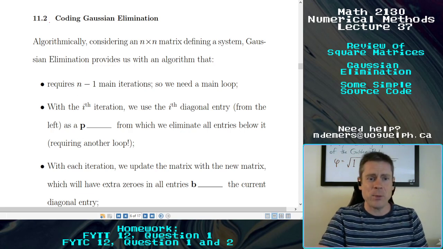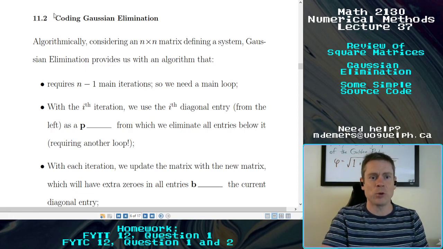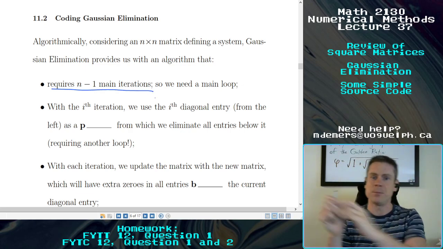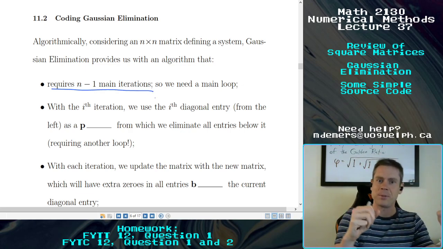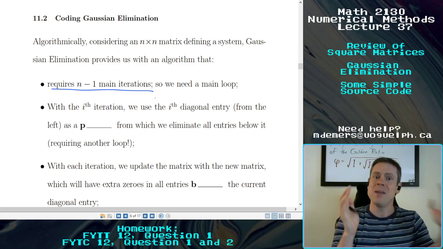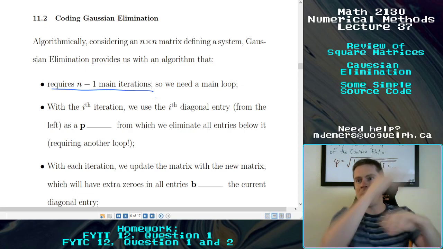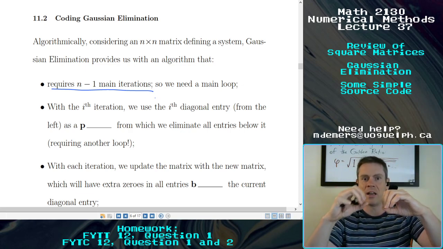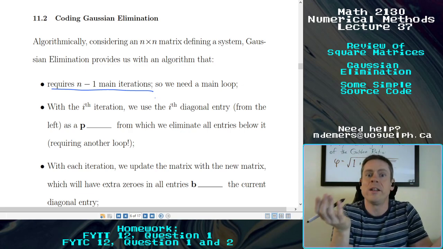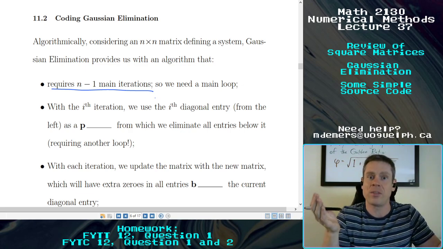Okay, as we saw, we need some sort of main loop, and that's going to go through all of those different columns where we're trying to put the zeros in place. The number of columns that we need to put the zeros in place is n minus 1, because the last one, we don't need a 0 in place. We need a triangle with a number of entries that's 1 less than the total width of the matrix.